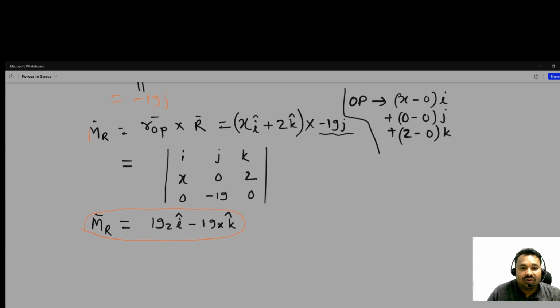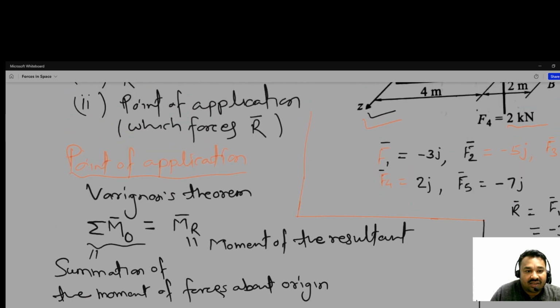Okay, now coming back to, this is for what? To get the means point of the applications. So summation of moment is equal to mr, means moment of the resultant. So what about moment of resultant? This now we have, but what about, do we have this one too? So our answer is no, we don't have. So now let us find out this.